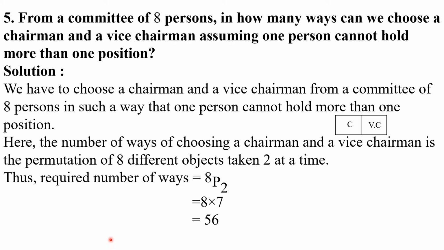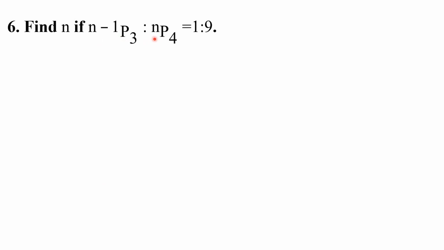Can we go to the next question? Now come to the next question. Question number 6. Find n if (n minus 1)P3 is to nP4 is equal to 1 is to 9. Here the relation is given like this: (n minus 1)P3 to nP4 is equal to 1 is to 9. In that case, what is the value of n? Okay, my children? Now come to the solution part.